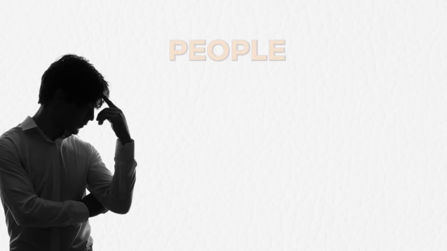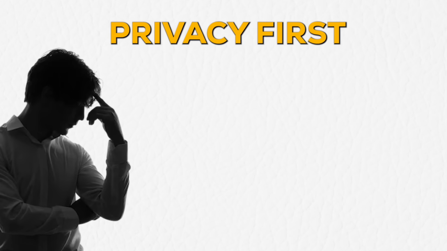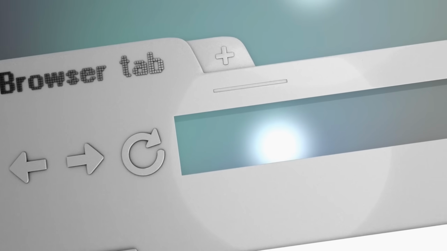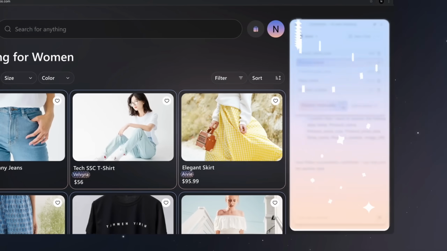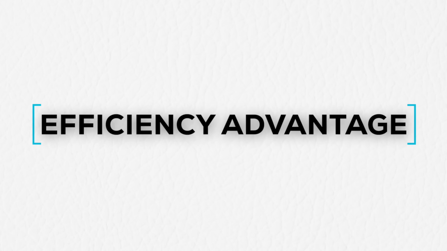Now, here's something most people miss about web scraping: privacy first. All scraping happens locally in your browser. Your passwords and data never leave your machine. Nothing gets stored or transmitted. Plus, it uses a real browser environment, so you bypass most CAPTCHA. No more frustrating blocks.